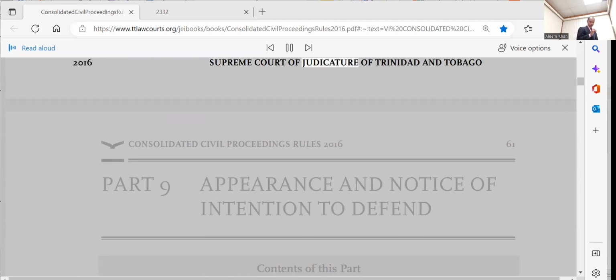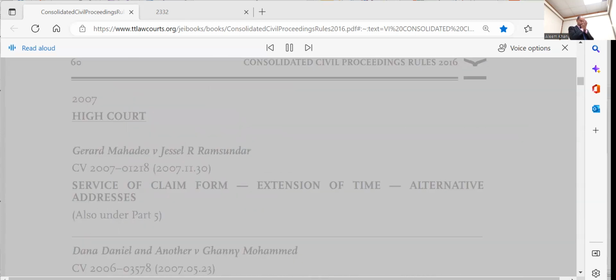2016 Supreme Court of Judicature of Trinidad and Tobago. 60 Consolidated Civil Proceedings Rules 2016. 2007 High Court. Gerard Mahadeo v. Jessel R. Ramsinder CV 2007-01218, November 30, 2007, Service of Claim Form, Extension of Time, Alternative Addresses, also under Part 5.